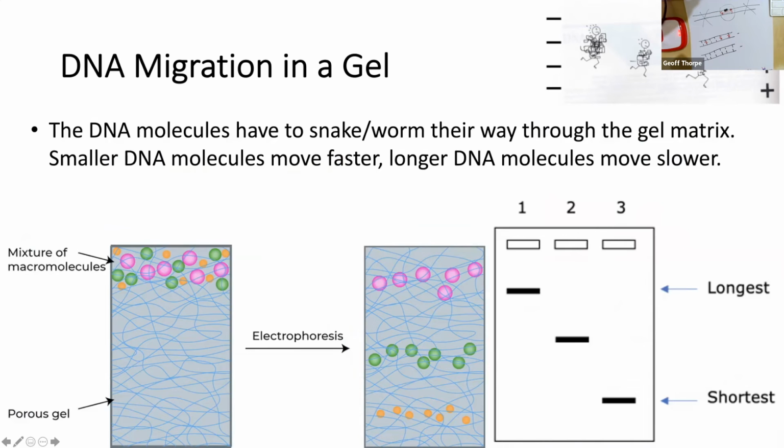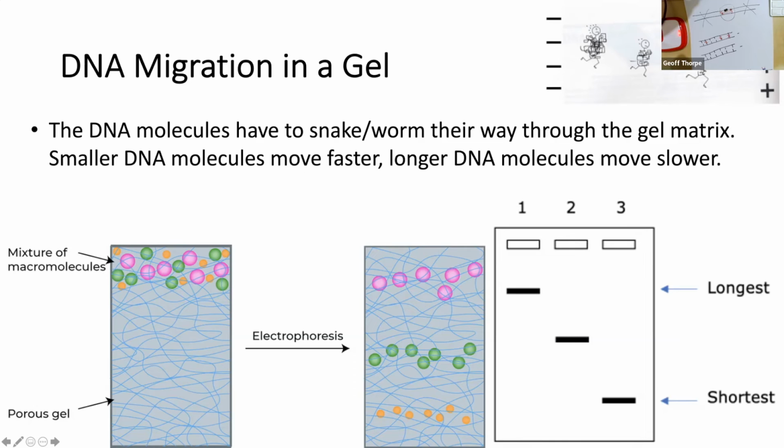So the idea is that the gel is like a matrix. We can imagine it maybe like a sponge that just has a whole bunch of holes that the DNA molecule has to snake its way through, or you can imagine it's like a big giant jungle gym it's got to worm its way through. But basically it's this porous matrix that the molecules have to find their way through.